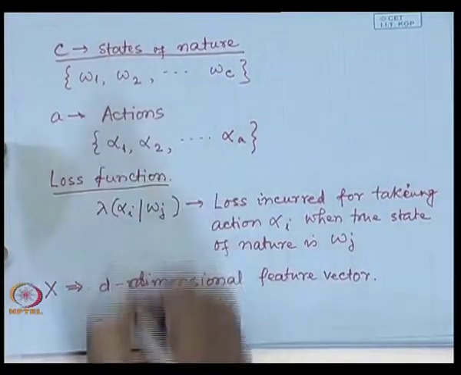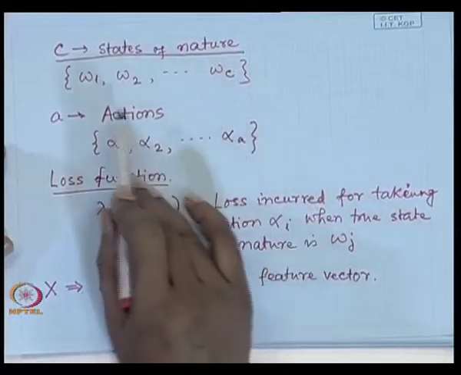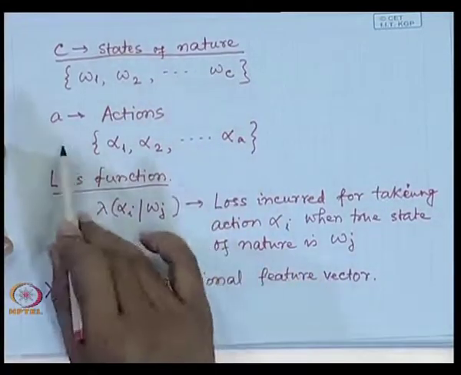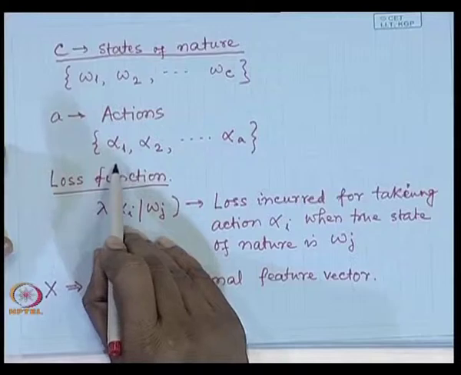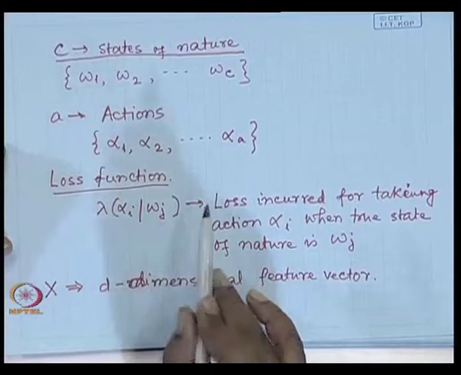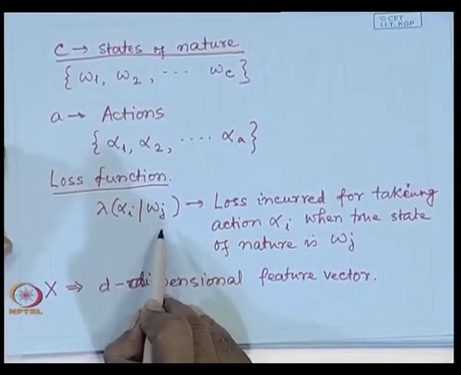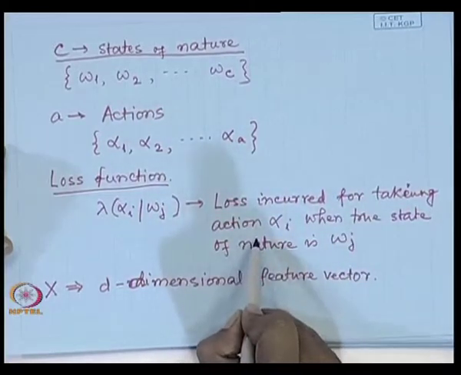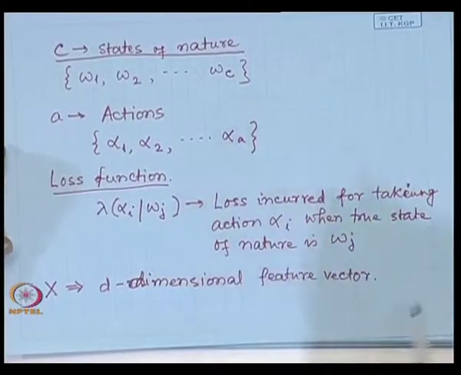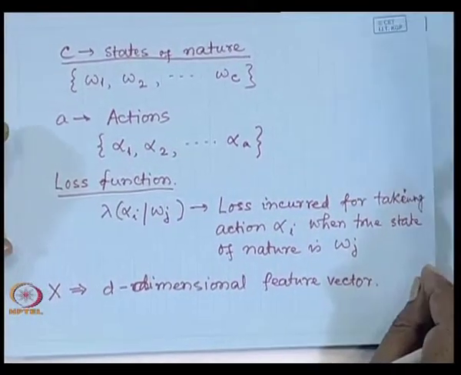Okay. So, these are the things that we have: c number of states of nature given by omega 1 to omega c. We have a number of actions from alpha 1 to alpha a. We have a general loss function which is given by lambda of alpha i given omega j, that means the loss incurred for taking an action alpha i when the true state of nature is omega j, and we consider a feature vector x which is a d-dimensional feature vector.